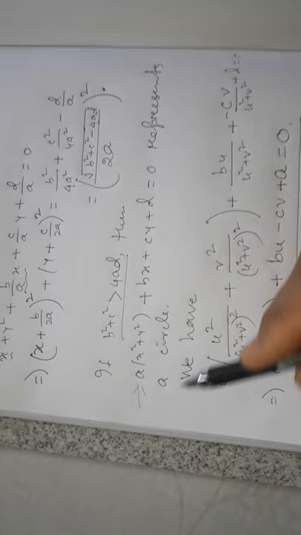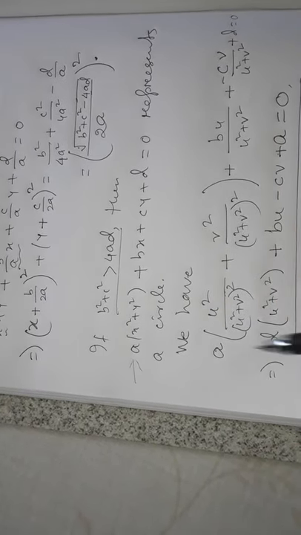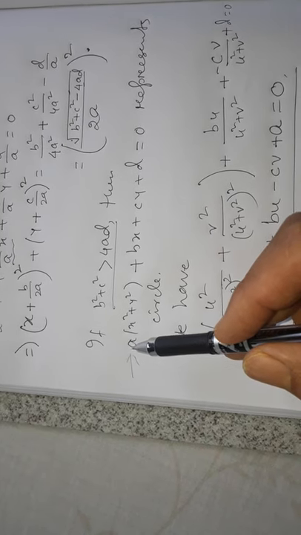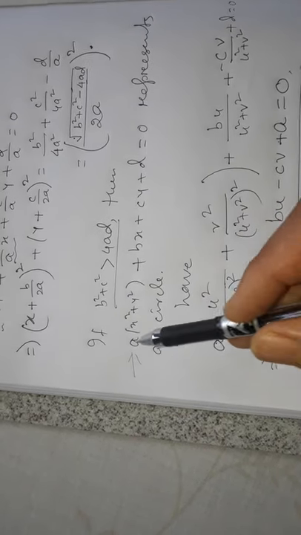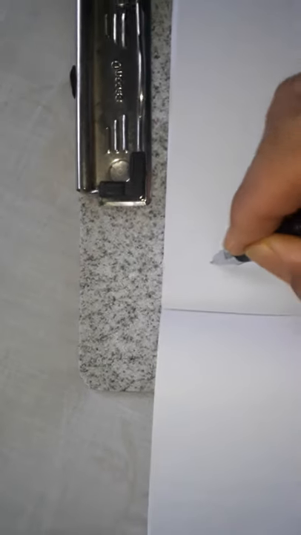So therefore, depending upon a and d, whether they are positive, whether they are zero or non-zero, there will be four cases where the circles and straight lines are transforming to circles and straight lines. Okay, so what is the first case?